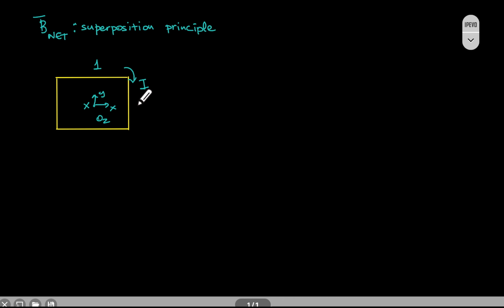In any case, when you have something like this, you would divide this rectangular wire into pieces, and then you would say for B net, you would find the first magnetic field, and then add the second one, and then add the third one, and then add the fourth one. Okay, that's how you will find the net magnetic field at the center of this rectangular wire.